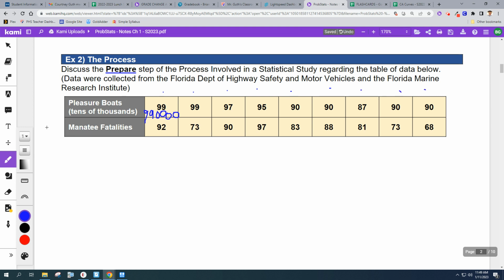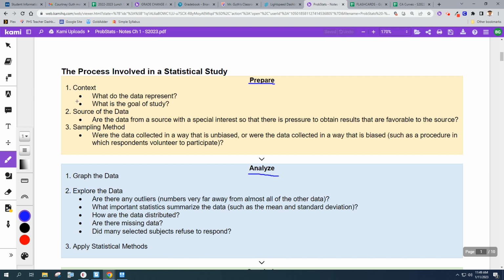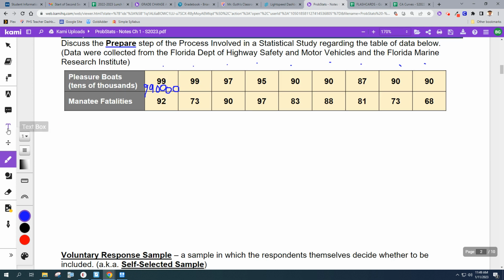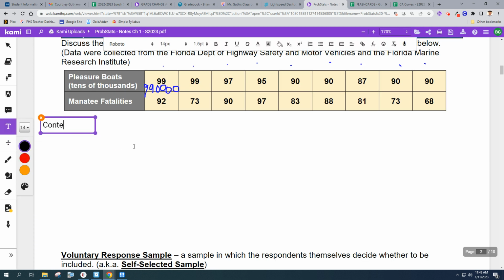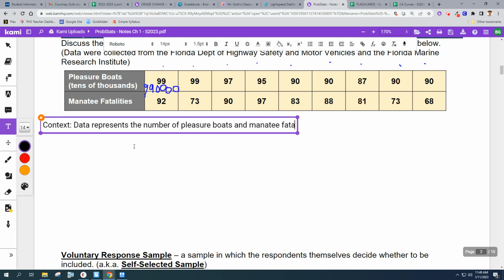So it says discuss the prepare step. To go back and look, the prepare step has these three things: context, source, and sampling method. So we want to discuss those three things. As for the context, I'm going to type it because I'm faster. The data represents number of pleasure boats and manatee fatalities. The goal is going to be, think about it, think about what we might try to deduce from these numbers. The goal is going to be to see if there's a relationship between the number of pleasure boats and those fatalities.